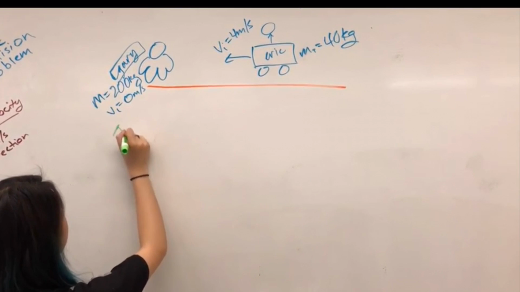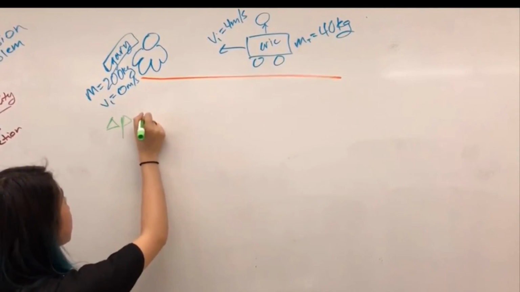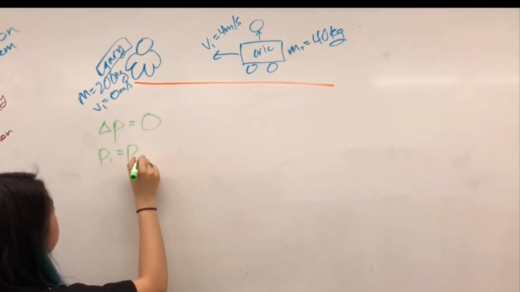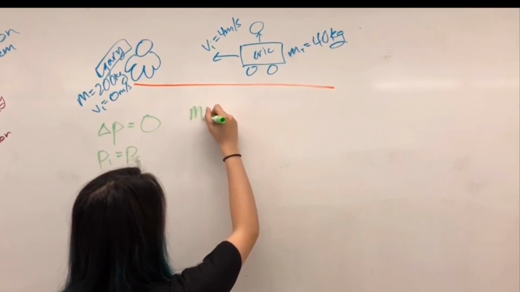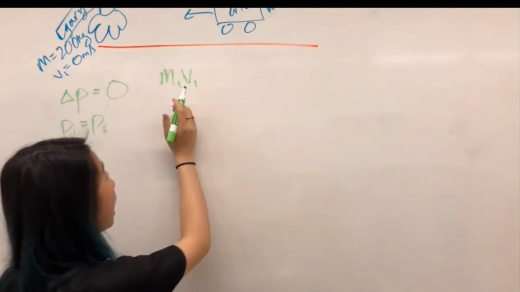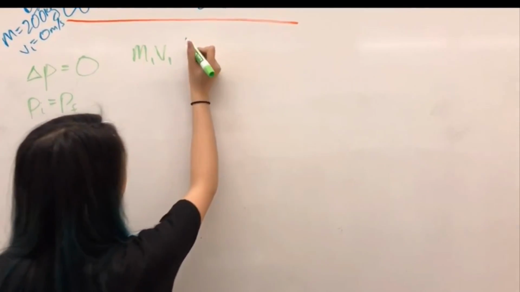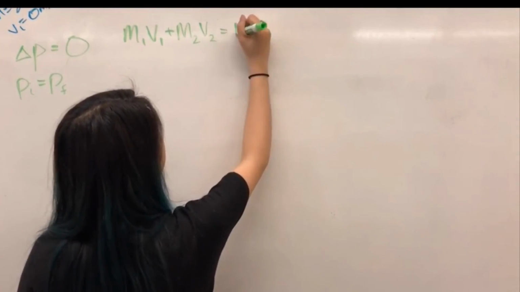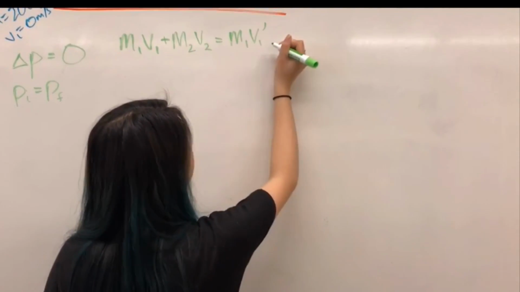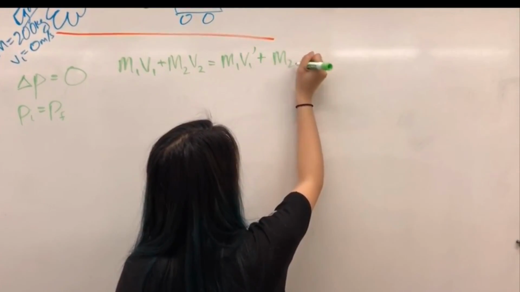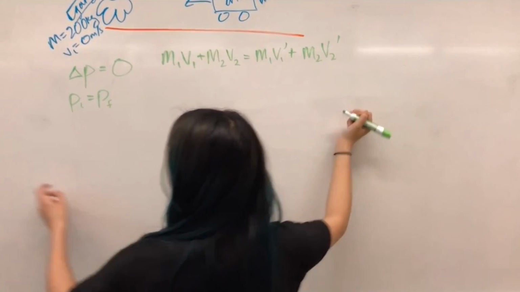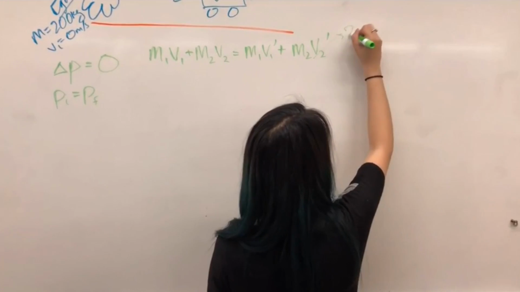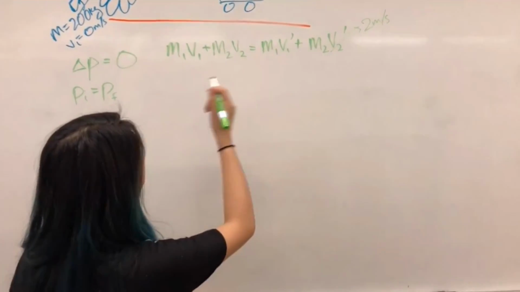Okay, so we're going to start with conservation of momentum, which means that the delta momentum is going to equal 0. So that means that the initial is going to be equal to the final. So in other terms, the mass of the first object times the initial velocity plus the mass of the second object times their initial velocity is going to be equal to the mass of the first object with velocity prime plus the mass of the second object velocity prime. And here they gave us the final velocity for the second object, which is going to be 2 meters per second. So now we replace all the values.